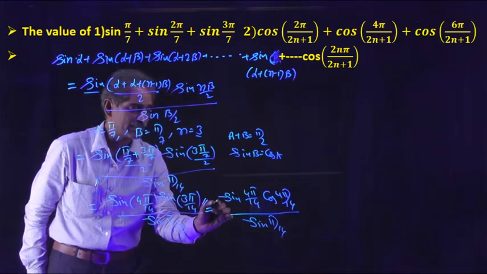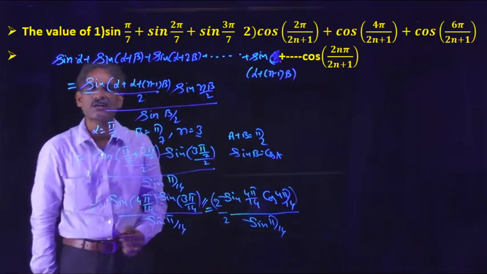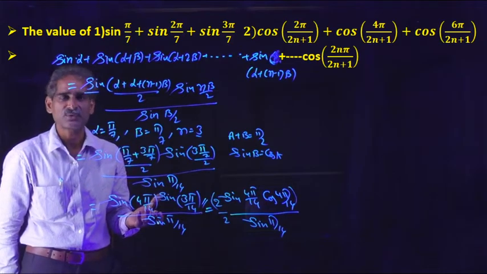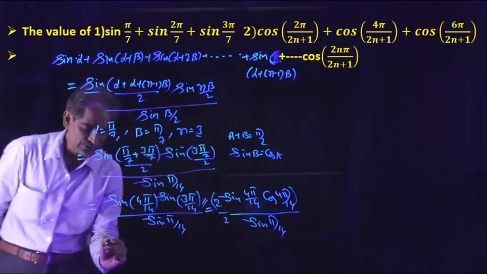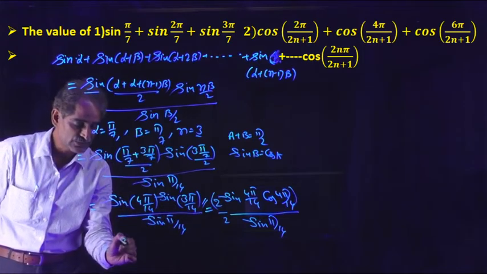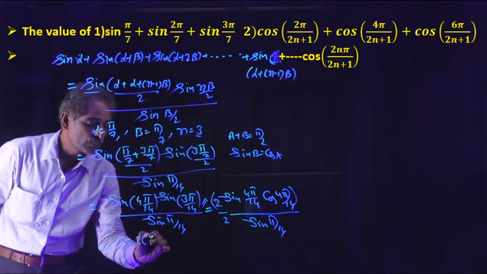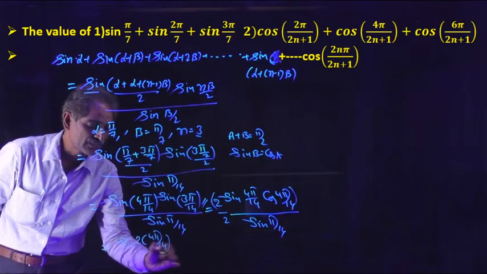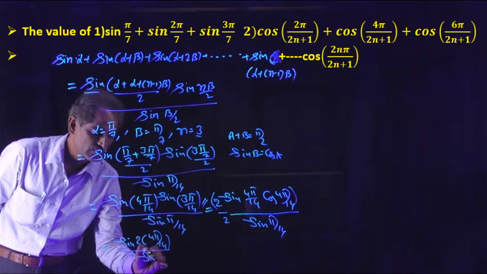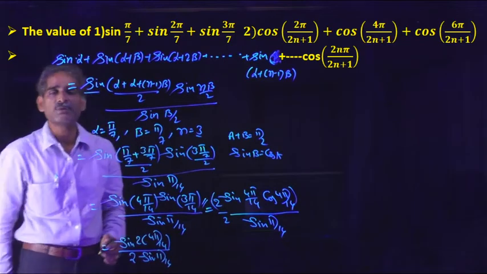So simply multiply and divide by 2 for getting the formula 2 sin theta cos theta. All of you know 2 sin theta cos theta equals sin 2 theta. So from this we can write this is equal to sin 2 into 4 pi by 14, that means sin 2 into 4 pi by 14 divided by 2 sin pi by 14.